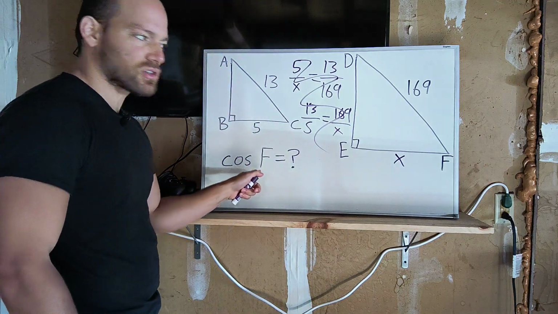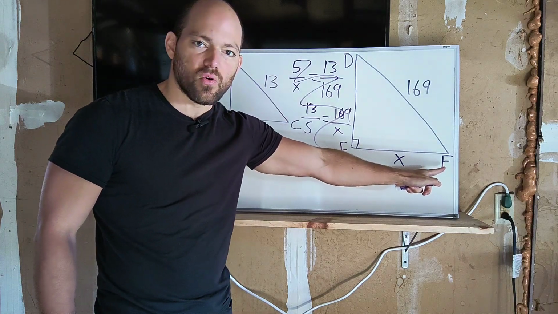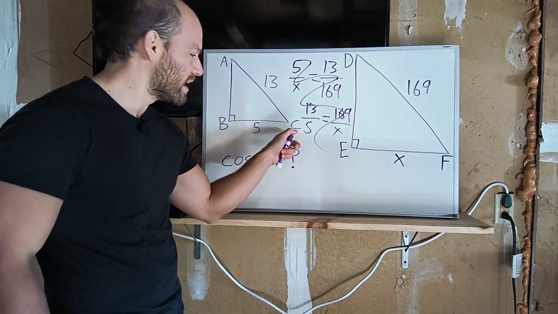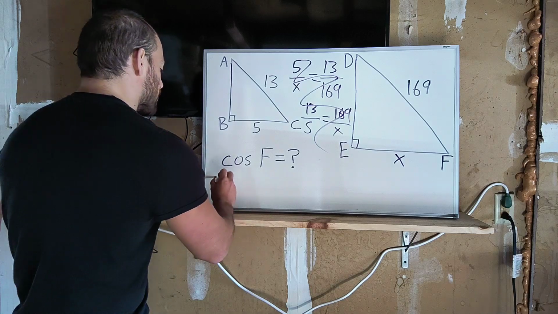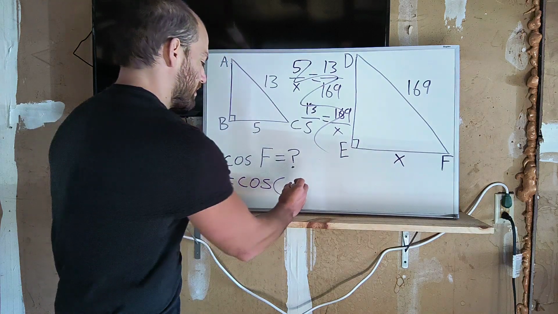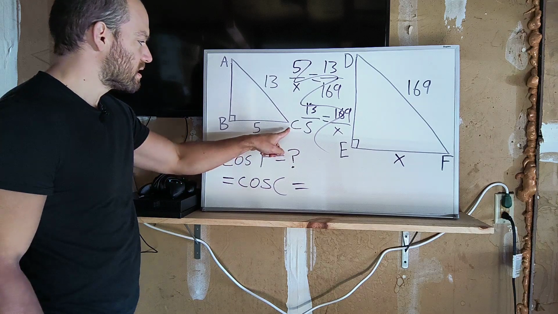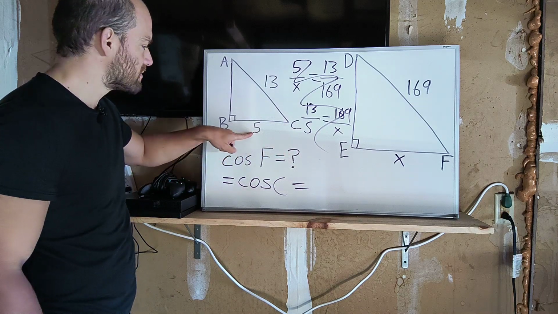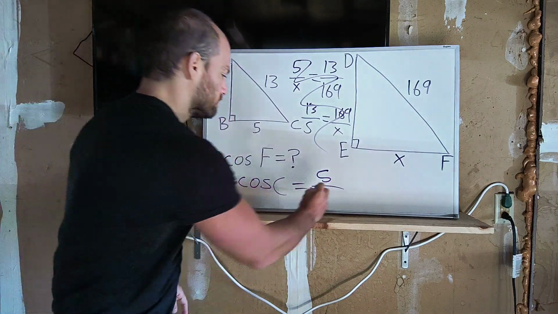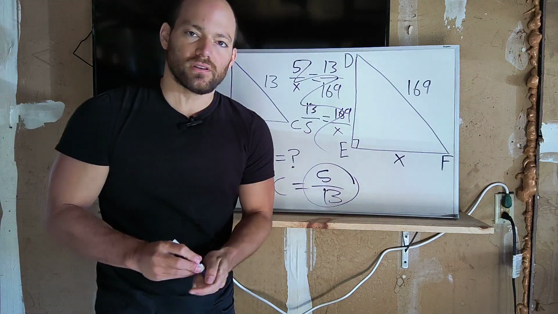So they ask us about cosine of angle F. Well, all we have to do is see which angle is angle F's cousin over here on this triangle. It's angle C, right? So cosine of angle F is going to be the same thing as cosine of angle C. So we just need to use this triangle here. This whole triangle here is pointless. Cosine of angle C: adjacent side is 5, hypotenuse is 13. 5 over 13. That's our answer.